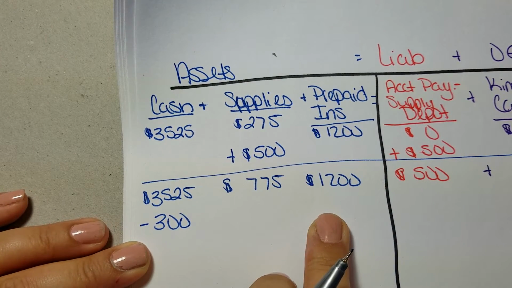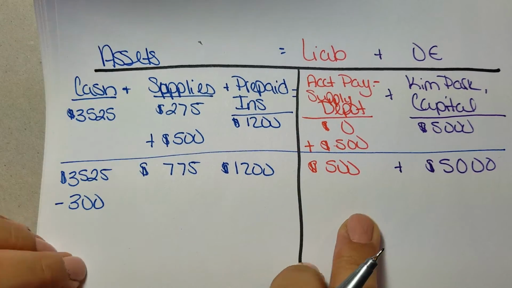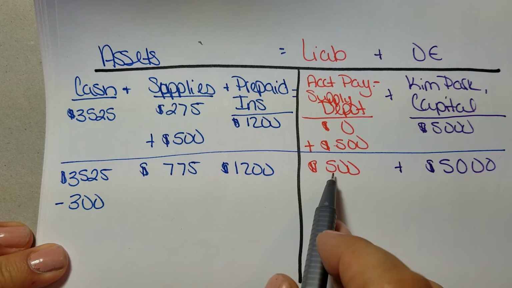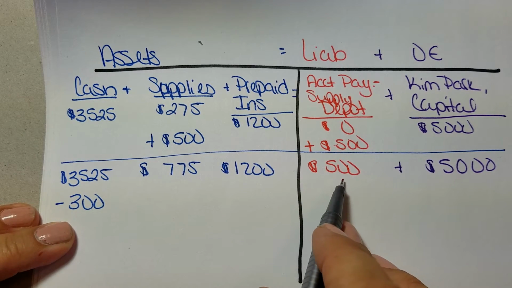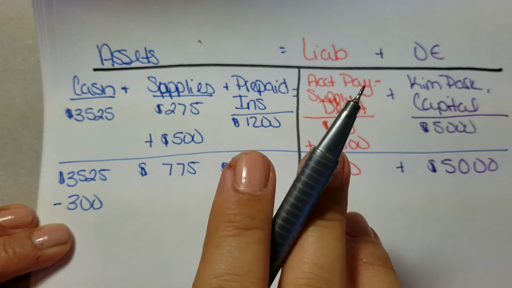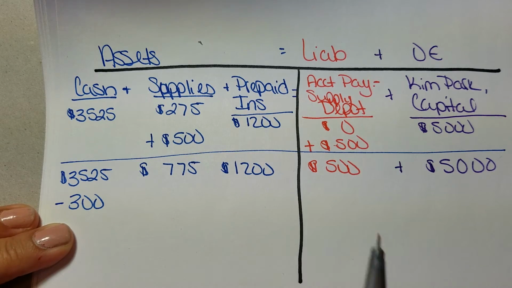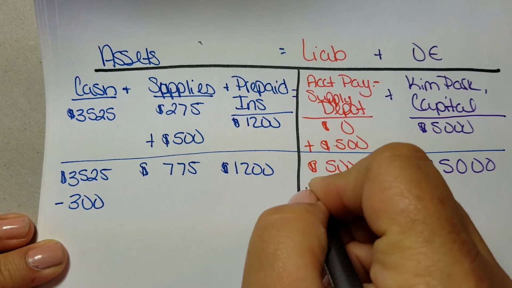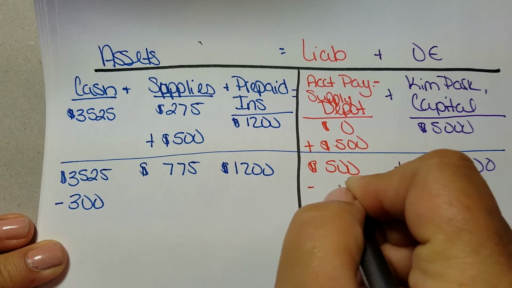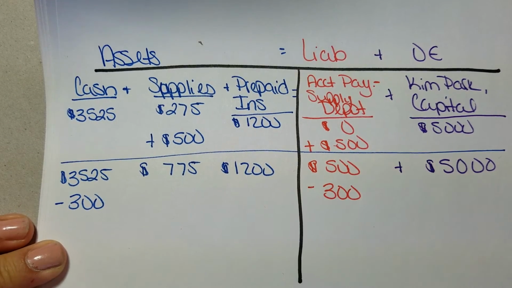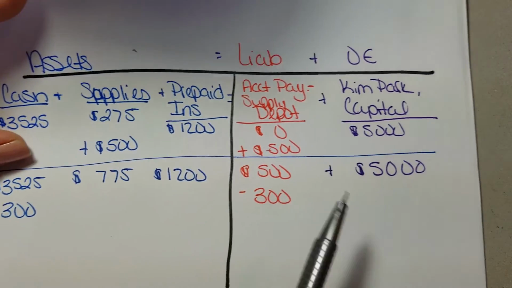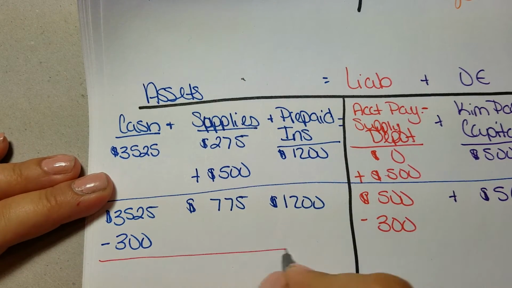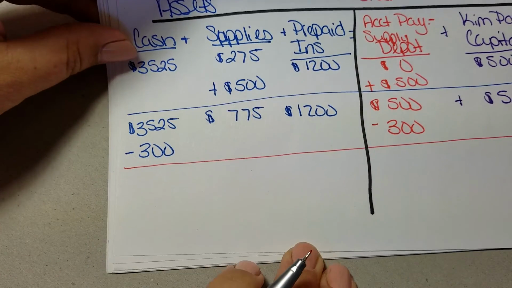So nothing is happening to supplies. Nothing is going to happen to our prepaid insurance. What's going to happen to our liability? Well, we owed $500. Is the amount we owed going to go up, or is it going to go down? It's going to go down because we are paying them $300. So we didn't pay the whole thing off, but we made them a partial payment. And then our owner's equity, nothing happened to it.